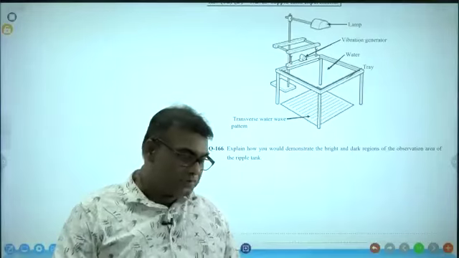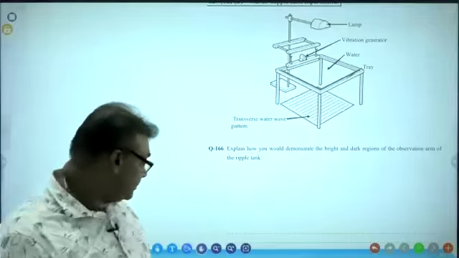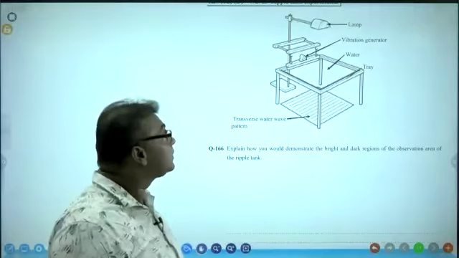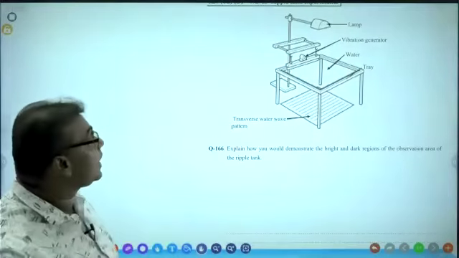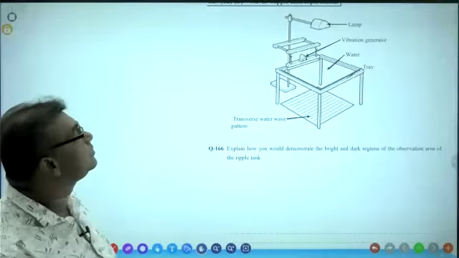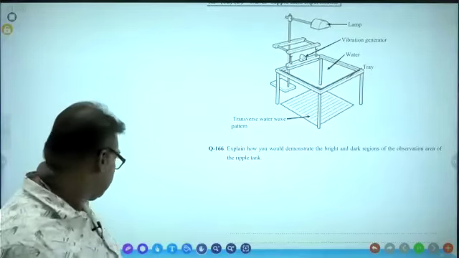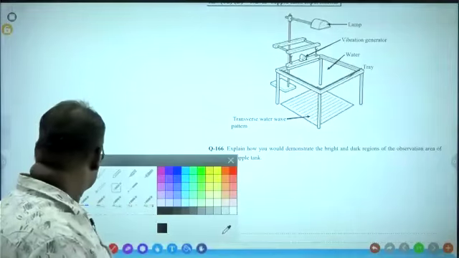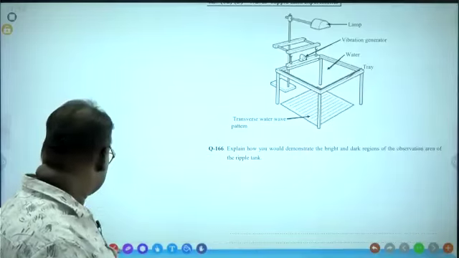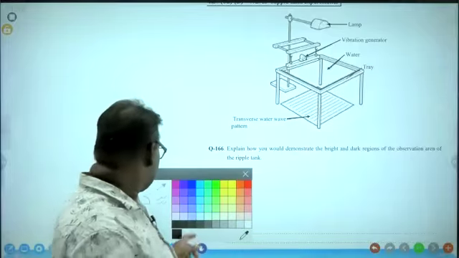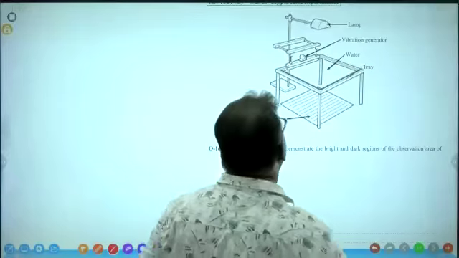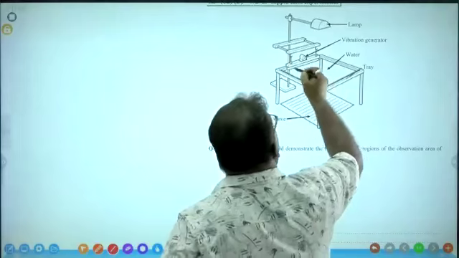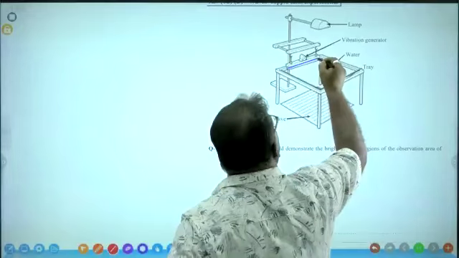Let's start the discussion of ripple tank experiments. First, we should identify the components of the ripple tank. Here, horizontally, we have the vibrating rod, right?